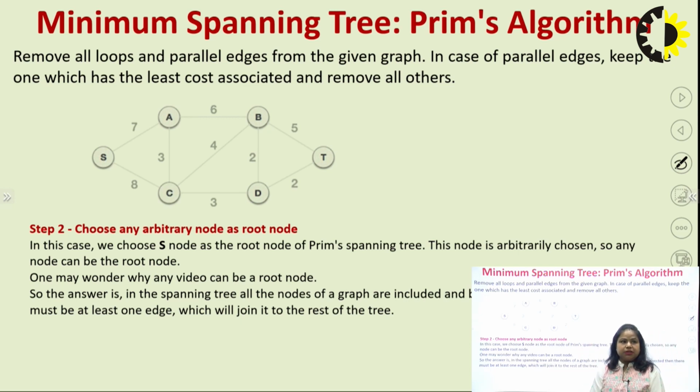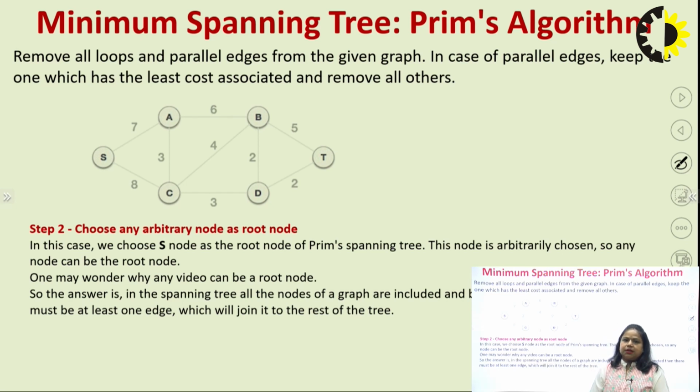After removing all the parallel edges and loops from the given graph, they are the least costly, because we are talking about the minimum spanning tree, so we are least concerned about them. That is why we have to remove all the loops and parallel edges.